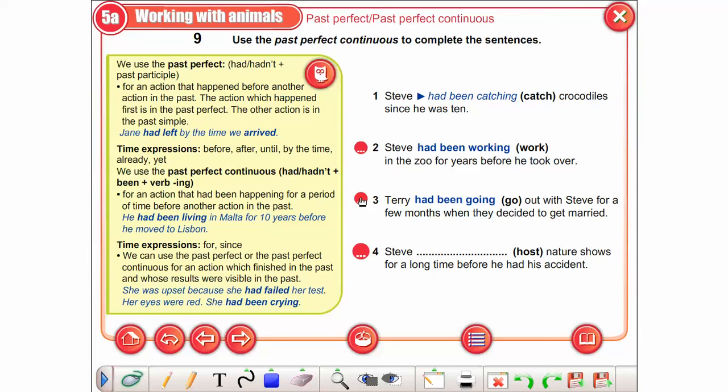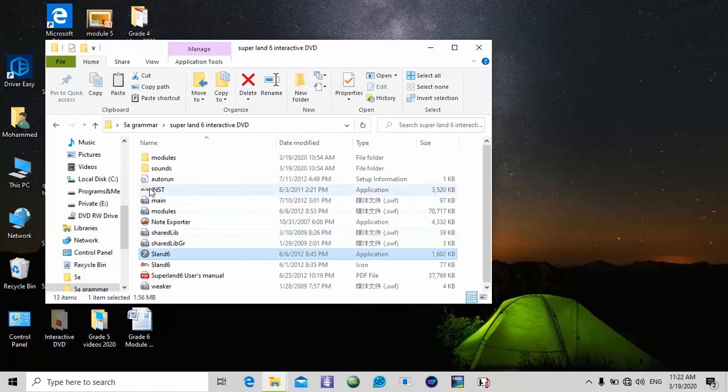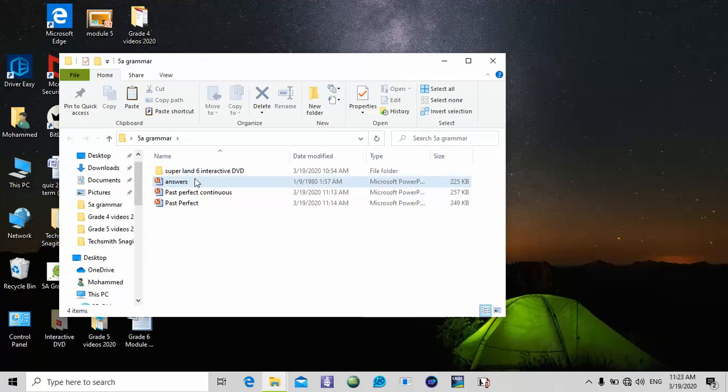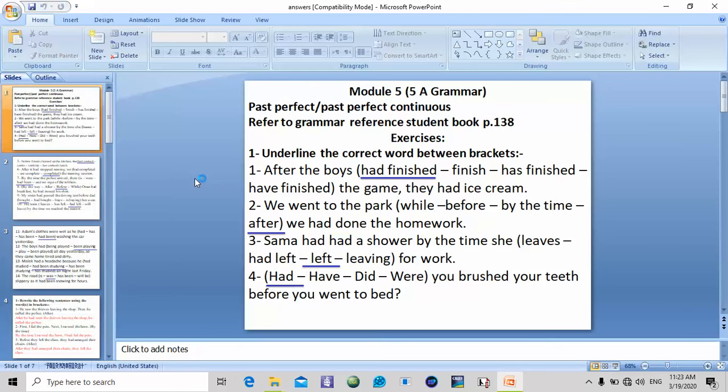Number 4, Steve hosted nature shows for a long time before he had his accident. The answer here is Steve had been hosting. Now let's move to our Superland sheet, page 18. Underline the correct word between brackets.